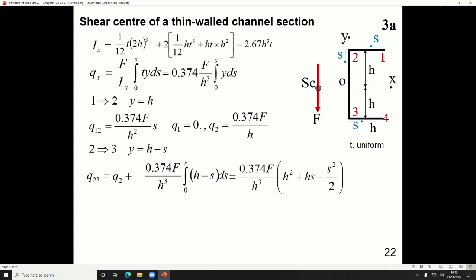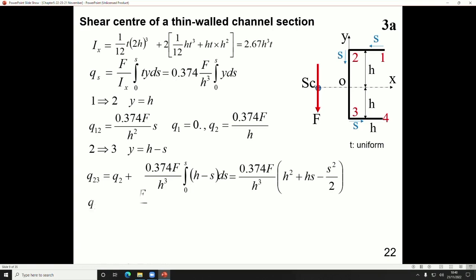Now, if you're doing it in an exam, I'm quite happy if you leave it at this stage. You don't need to find it for the bottom panel because whatever you get at the bottom is a mirror image of what we have on the top. It's exactly the same as what you get at the top. However, I'm doing it here for you.